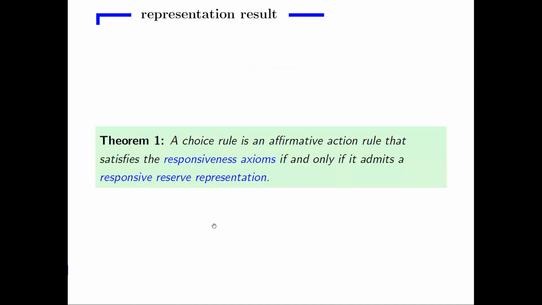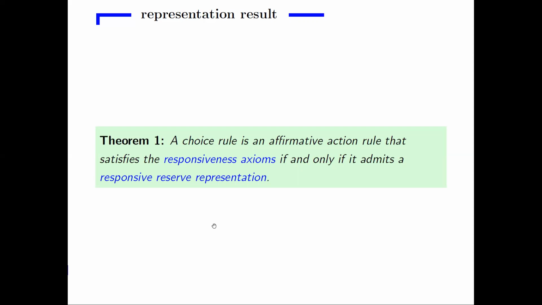Now, our first result tells that a choice rule is an affirmative action rule, namely, it satisfies capacity filling, neutrality, priority compatibility, substitutability, as well as the responsiveness axioms, if and only if it admits a responsive reserve representation that I will introduce now.